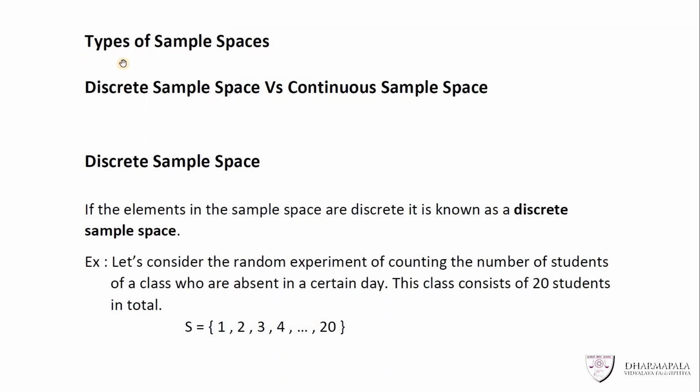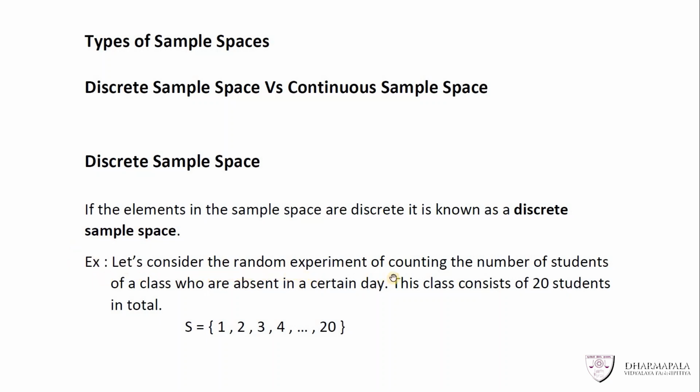Now we will discuss types of sample spaces. First, discrete sample space versus continuous sample space. Discrete sample space: if the elements in the sample space are discrete, it is known as a discrete sample space. We will discuss this using an example.